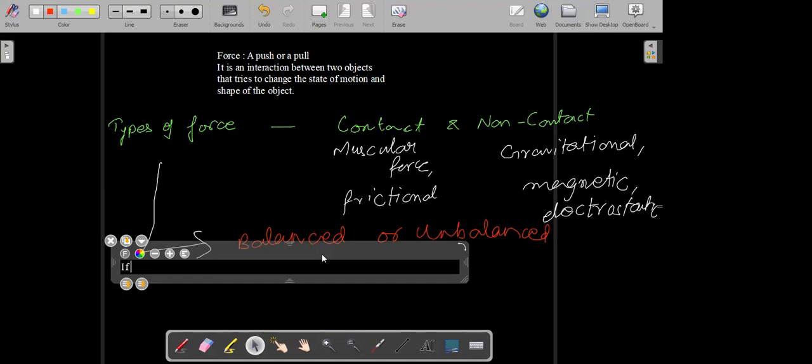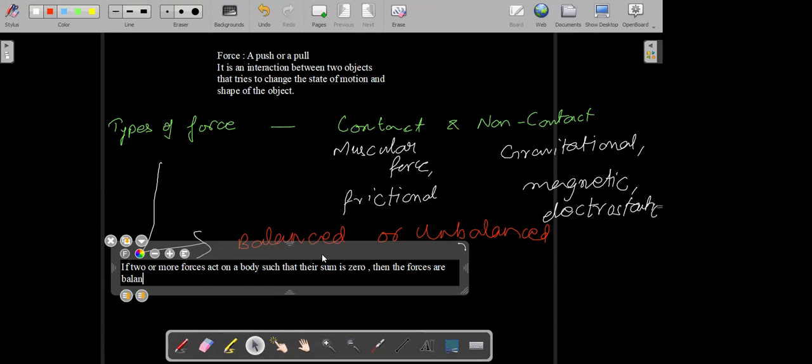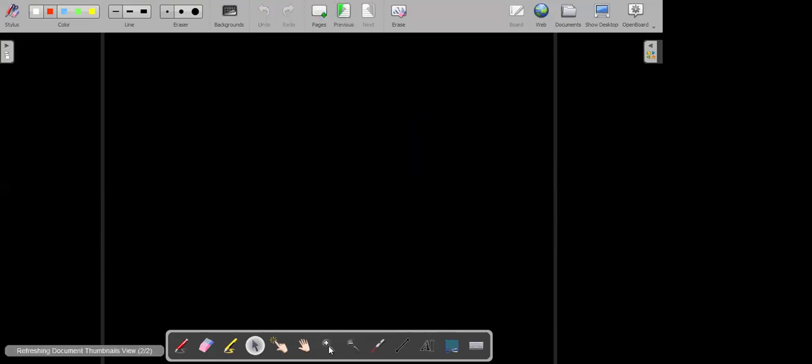We can write here: if two or more forces act on a body such that their sum is zero, then the forces are balanced. So we'll give you some examples of balanced forces and some examples of unbalanced forces. You will tell me in which cases the forces are balanced and in which cases the forces are unbalanced.